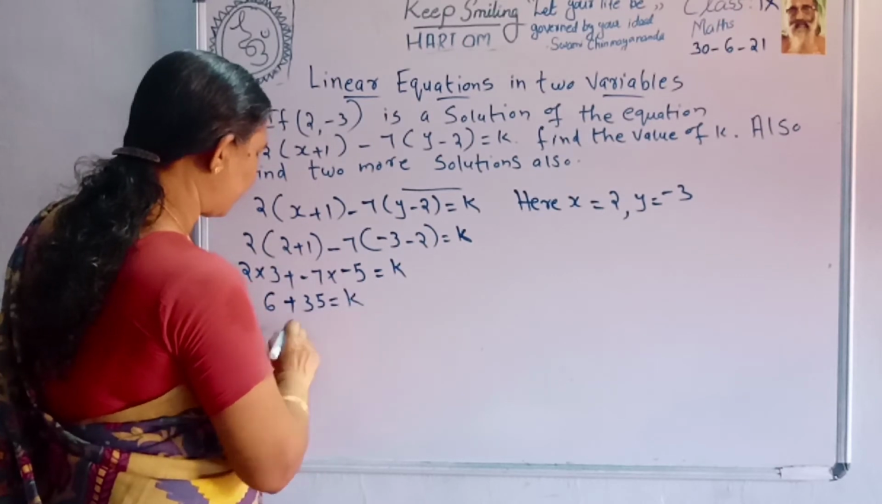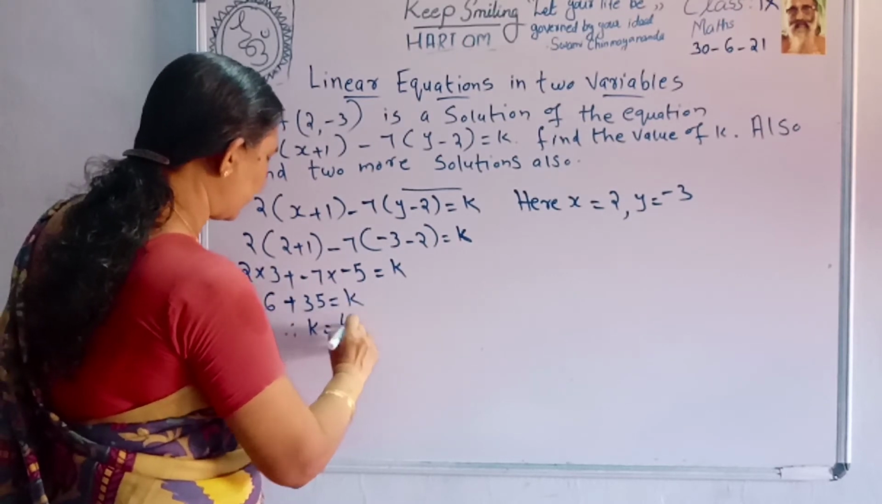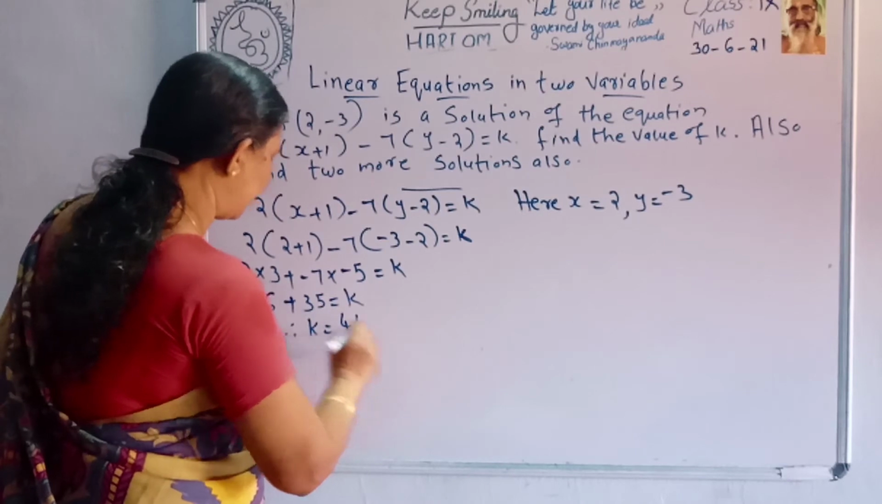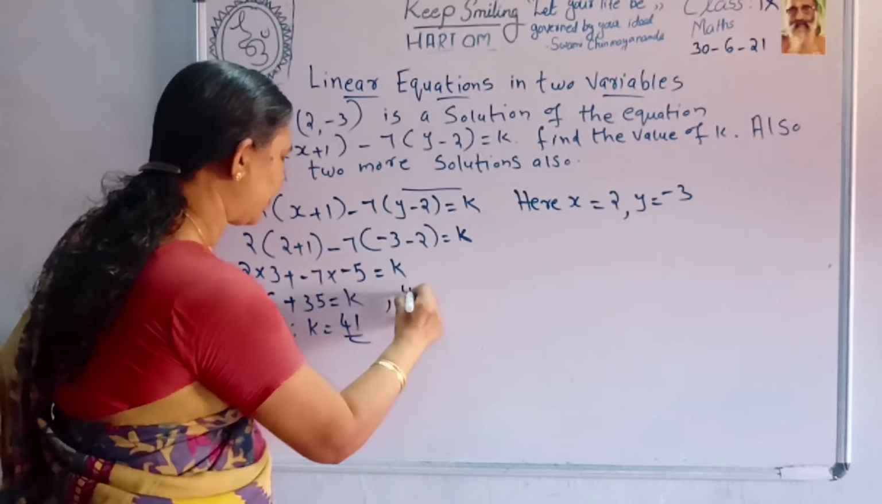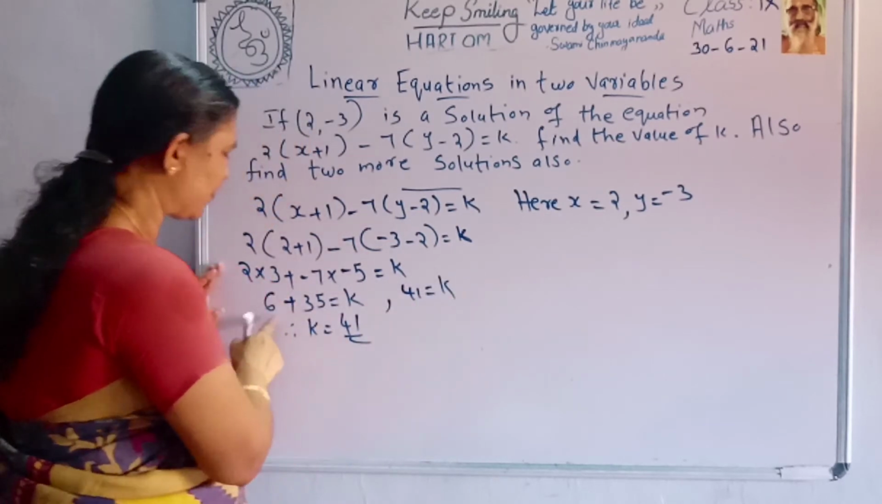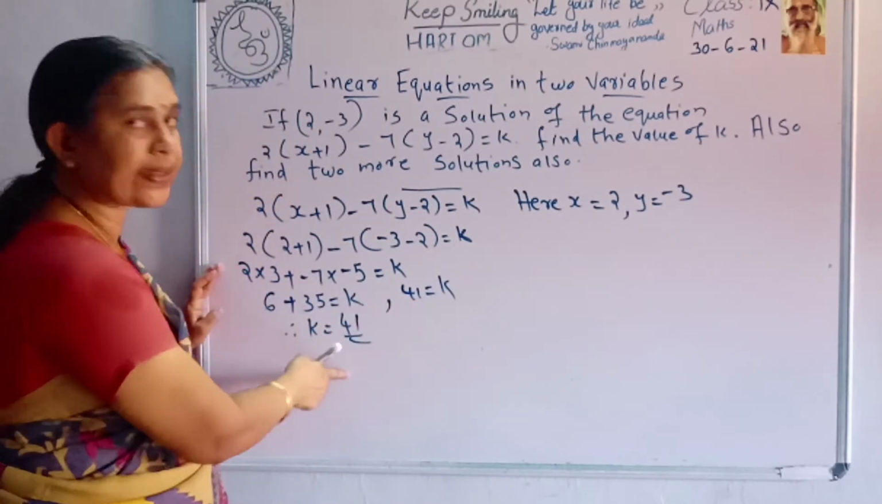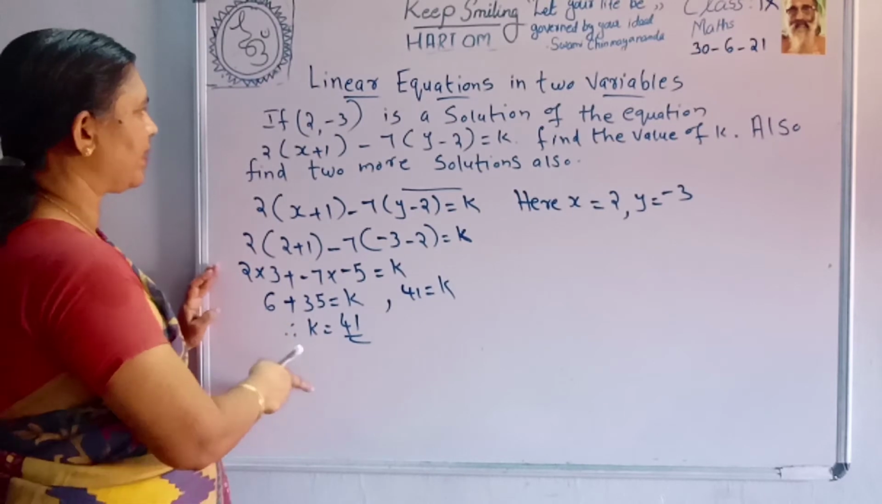Then what is the value of k? Therefore, k is equal to 41. 6 plus 35, k is equal to, or here we can write 41 is equal to k. 6 plus 35 is 41. That is k is equal to 41. Then we got the value of k.